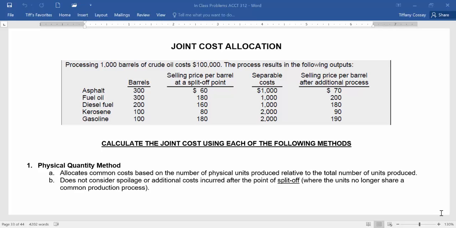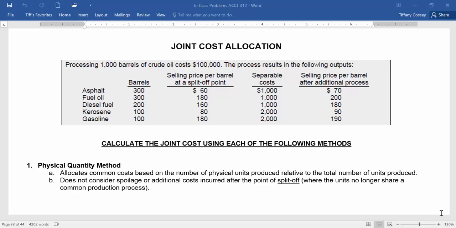In this video, we're going to discuss joint cost allocation. And what joint cost allocation is, is exactly what the title says. It's the allocation of joint costs. And I don't know that that tells you any more than you knew before, but let's get a little bit further into that definition.